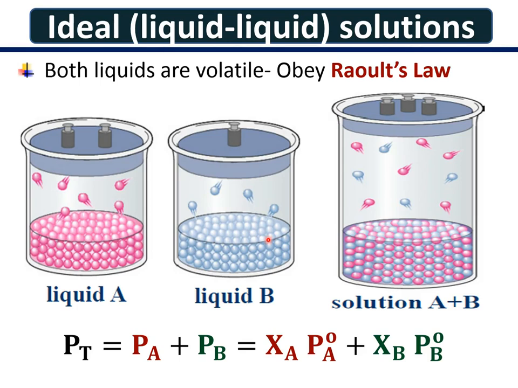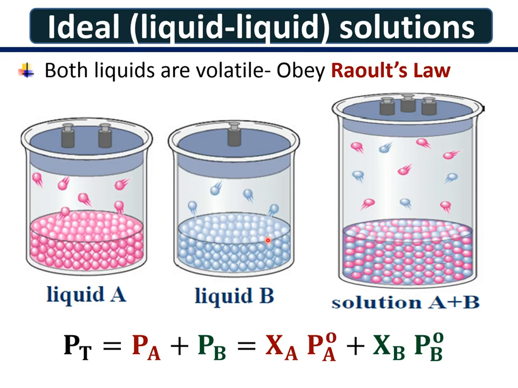Some oils may be volatile. They can be vaporized. If you leave sodium chloride in an open atmosphere, it will not be vaporized, right? But volatile materials, if you leave them today in the open atmosphere, tomorrow you will not find the same amount. So they have a tendency to escape to the gas phase. Now, these two liquids, A and B, are volatile.